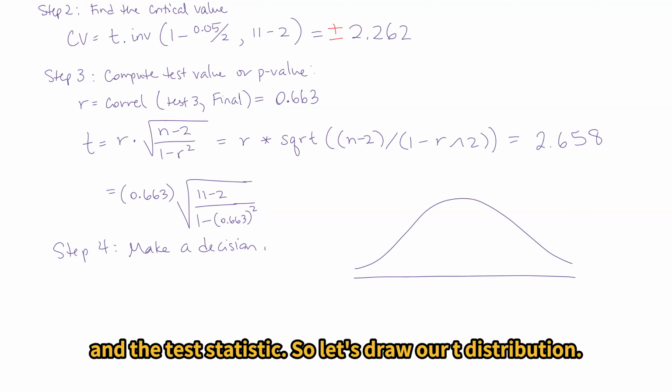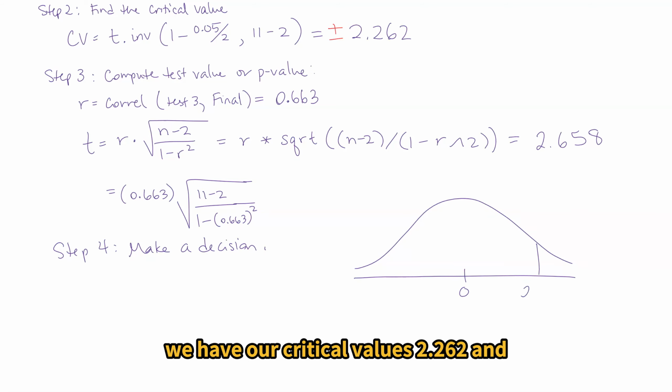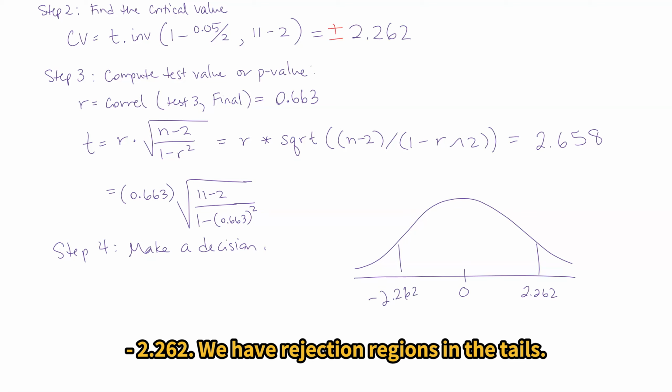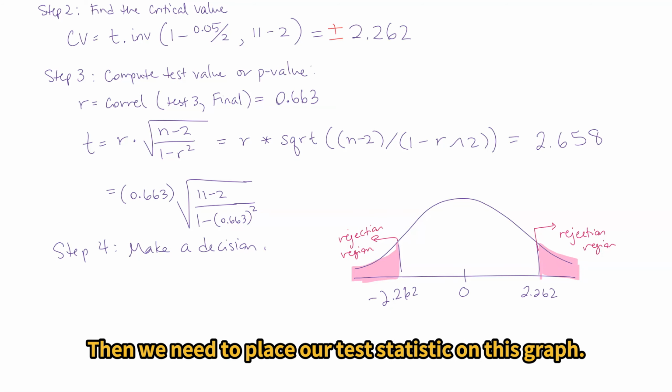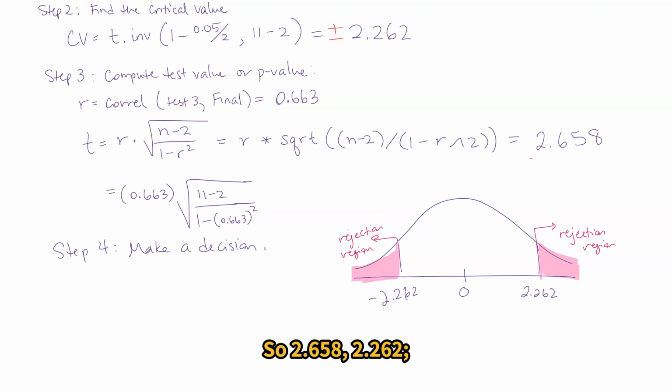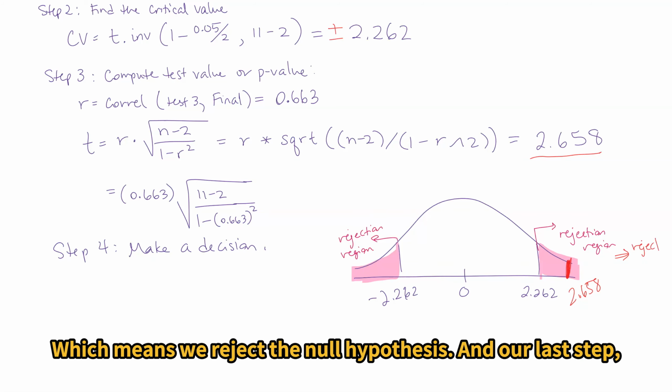So let's draw our t distribution. We have our critical values 2.262 and negative 2.262. We have rejection regions in the tails. Then we need to place our test statistic on this graph. So 2.658, 2.262, 2.658 will be to the right. It's in the rejection region, which means we reject the null hypothesis.